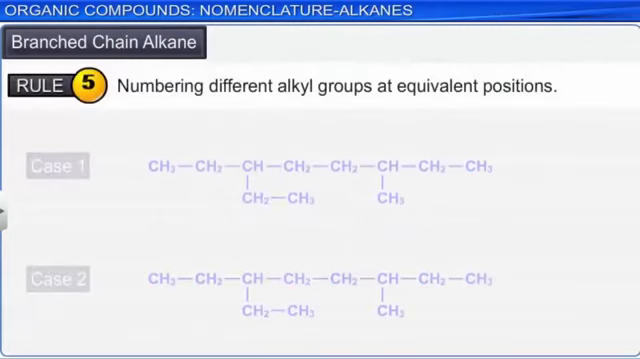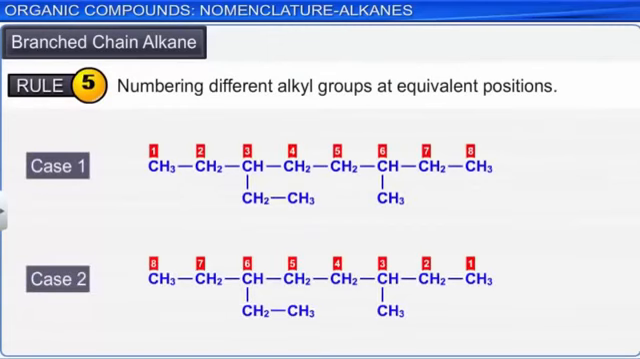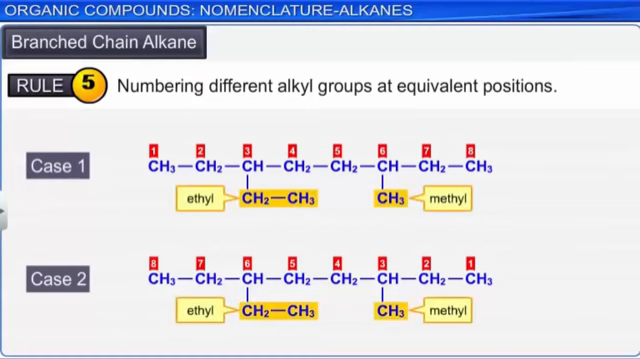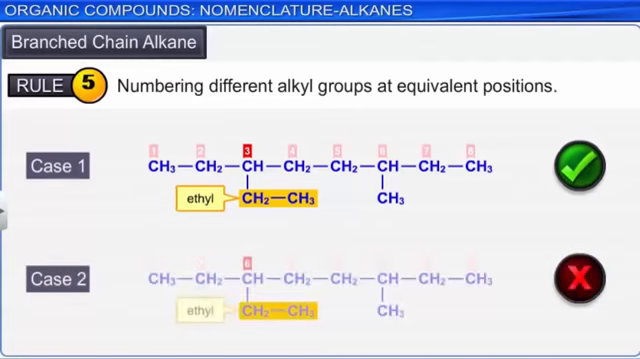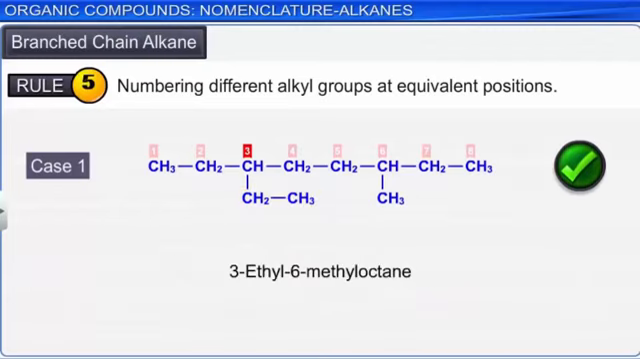Rule 5. Numbering different alkyl groups at equivalent positions. If 2 substituents are present at equivalent positions, then the lower number is assigned to the group that appears first in the alphabetical listing. For example, in case 1, the ethyl group is present on carbon 3, which is a lower number than its position at 6 in case 2. Hence, the correct name for the compound would be 3-ethyl-6-methyloctane.